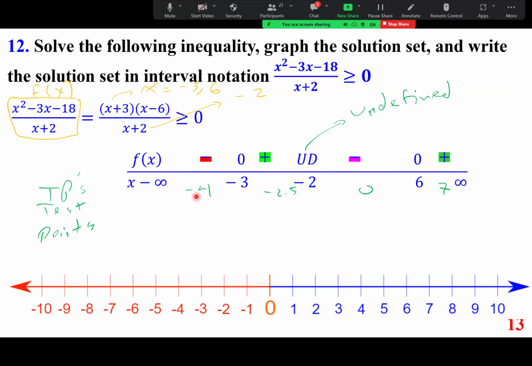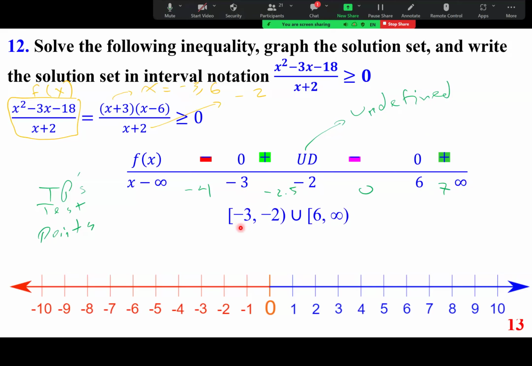If you have doubts, plug in the test points, negative 4, and you put it into factored form. As an example, here's negative, negative, negative, and negative times negative over negative is negative. That's how you find them. Now, what's the answer? Going back here, we want greater than or equal to 0. That means positive. So this means from negative 3 to negative 2, union 6 to infinity.